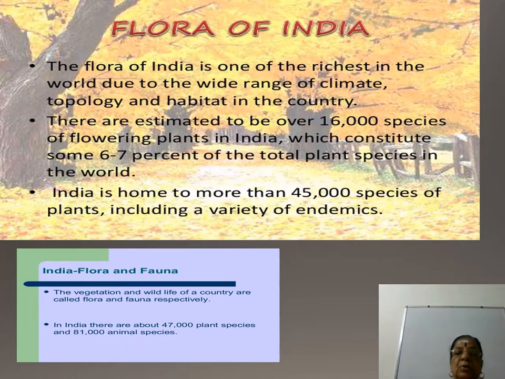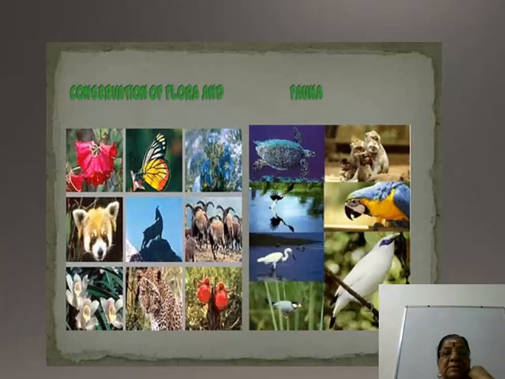India is a home for more than 45,000 species, including a variety of endemic species. Endemic species are actually going to become extinct; endemic, endangered, all of that. So here it says 47, there it says 45. All of this is a rough, approximate estimate. Right? The next one is conservation of plants and animals. This is just an example: flowers, animals and birds, some aquatic forms, and some plants. Just for reference, conservation of flora and fauna.